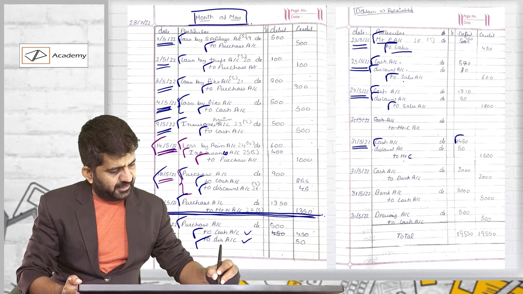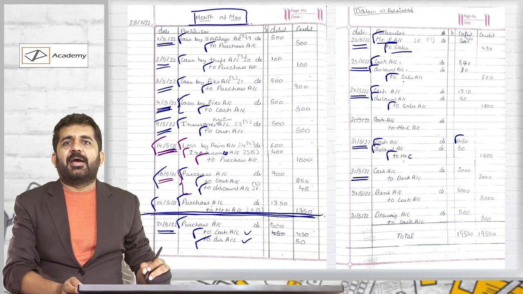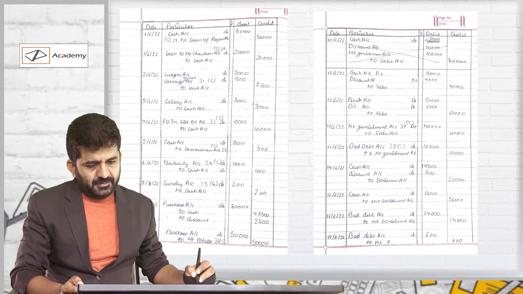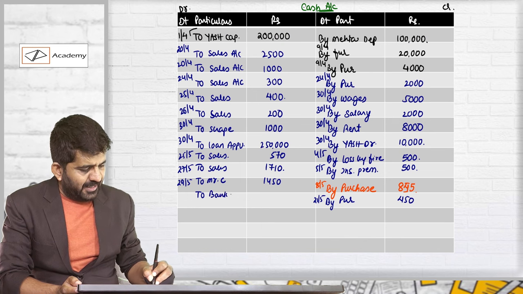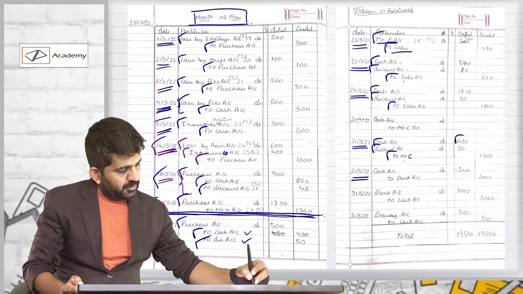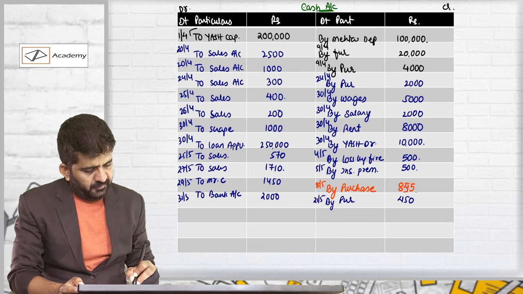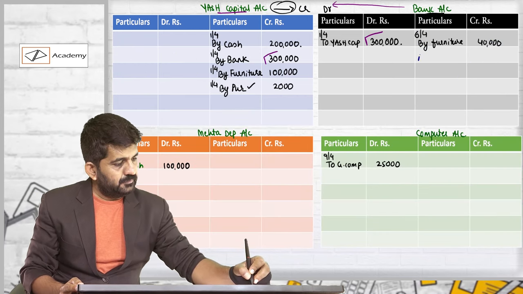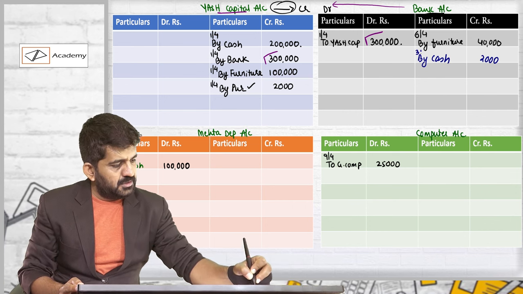Okay, I have written the date incorrectly, but that is all right. 31.5. Cash account debit to bank. Now there are only two effects. Cash account debit side to bank account, the figure is 2000 rupees. 31.5. Bank account credit side by cash 2000 rupees.